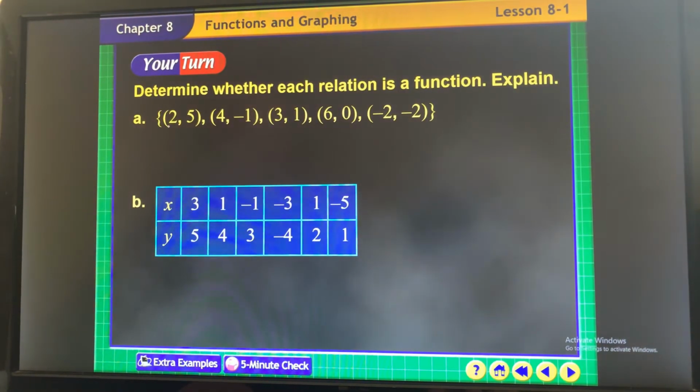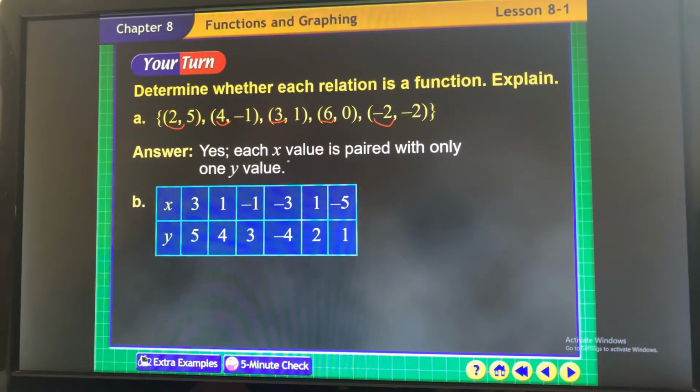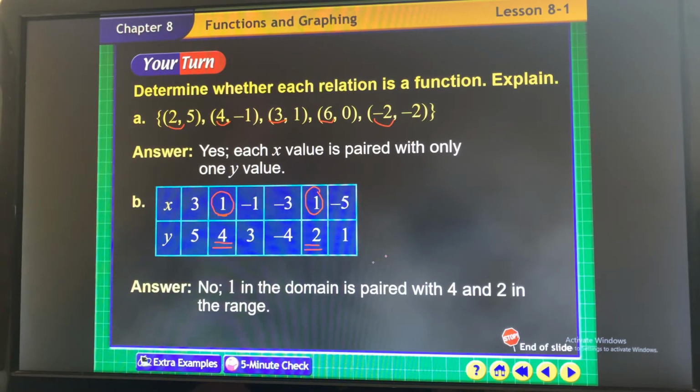This one, again, looking at your domains right here, you're able to say yes because each x value is paired with only one y value. And this one, you're going to say no because 1 in the domain is paired with both 4 and 2 in the range. And as a result, if I graphed it, I would start to stack it vertically, and we can't stack it vertically. And so this is your script.